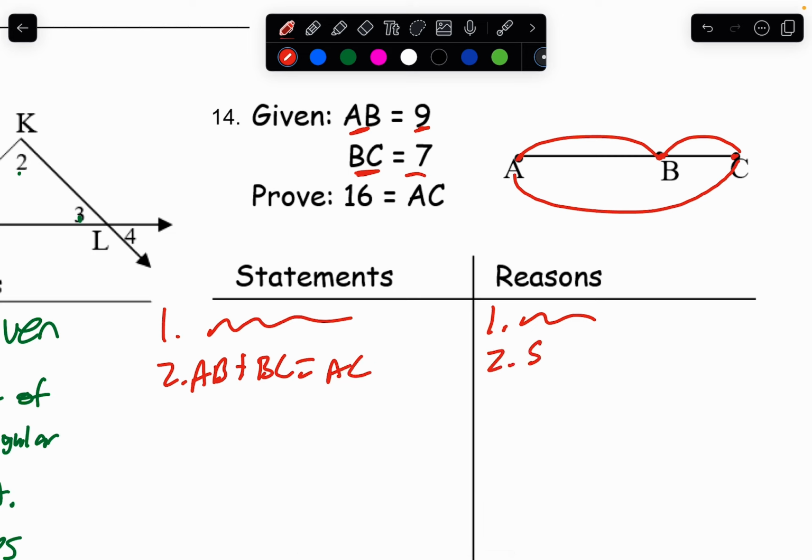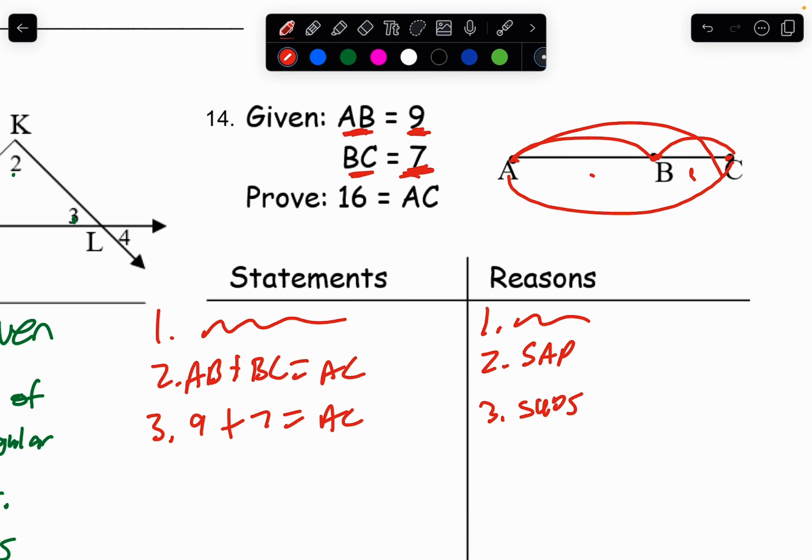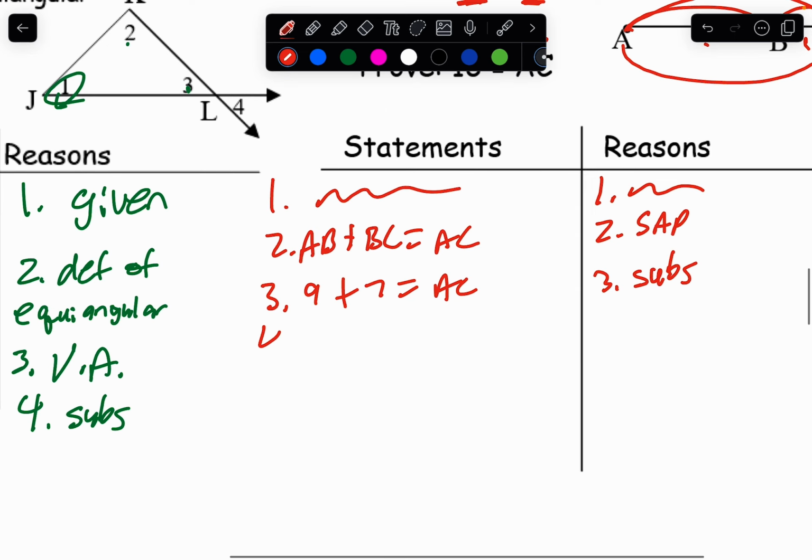That is called segment addition postulate. Segment plus segment, part plus part fills in the whole thing. Now, what can 9 do? Replace AB. Now, what can 7 do? Replace BC. If you remove and replace, that is substitution. Okay, and then 9 plus 7 is 16.